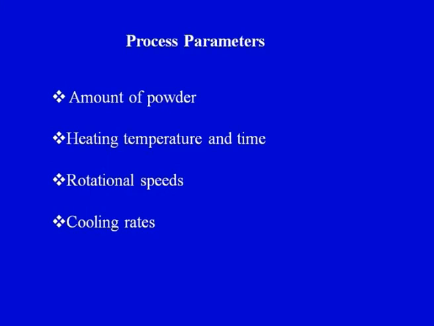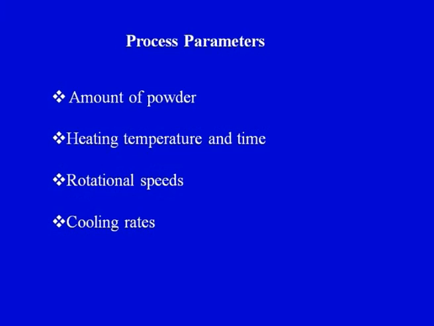Now, what are the important process parameters? The process does not seem to be very difficult, but there are a few important process parameters which have to be controlled so that we are able to get a good quality hollow plastic part or product. Number one is the amount of the powder, because a metered, measured amount of powder has to be put inside the mold. So, that is one important parameter.